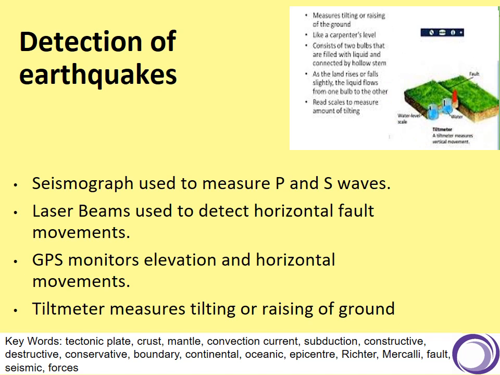And finally, we can use things called tilt meters. Now, these look a little bit like the kind of spirit level that you would use in construction as a carpenter and so on. And again, as the Earth moves, if it rises or falls, the liquid will flow from one bulb to another, and you will be able to measure the amount of tilting. So all of those are pieces of equipment that scientists will use to monitor earthquakes in areas where they think that earthquakes are likely to happen.